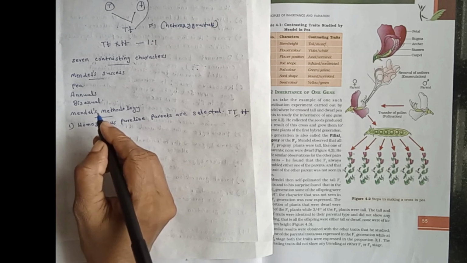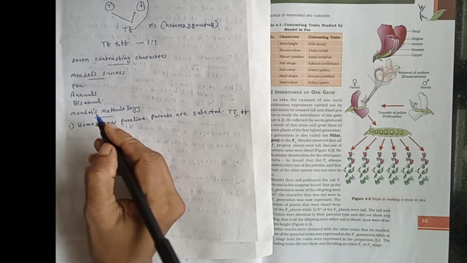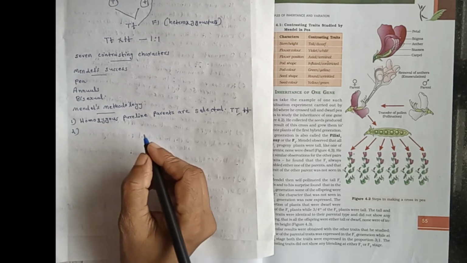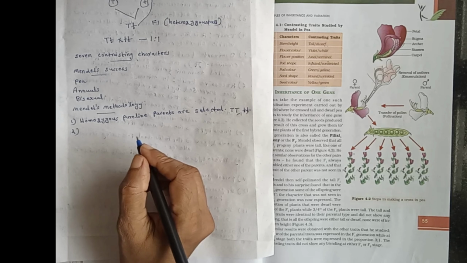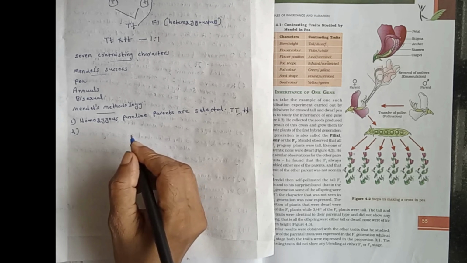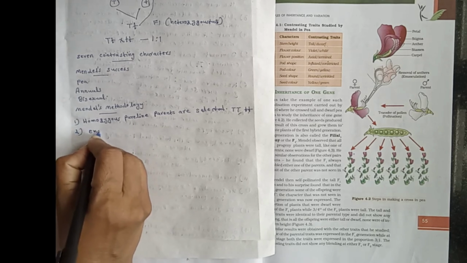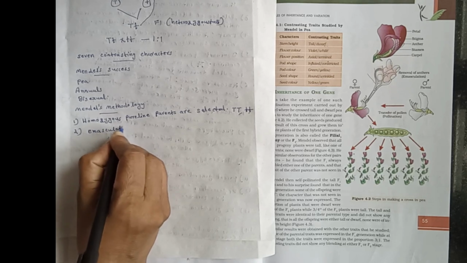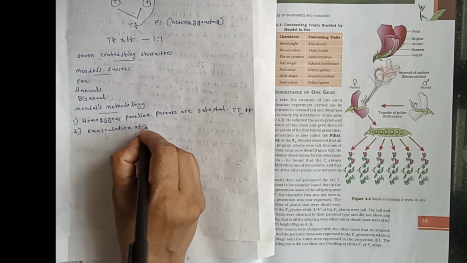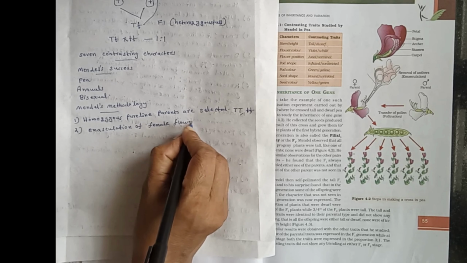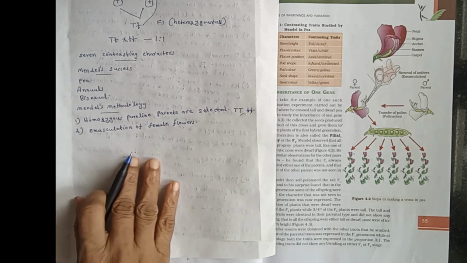Next, self-pollination was prevented by removing the stamens of the female flower. That is known as emasculation of the female flower. The pollen grains are removed at the stage of bud.